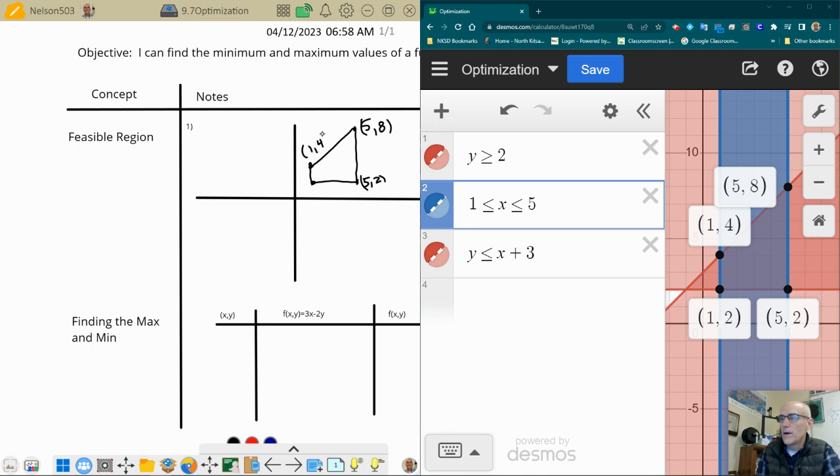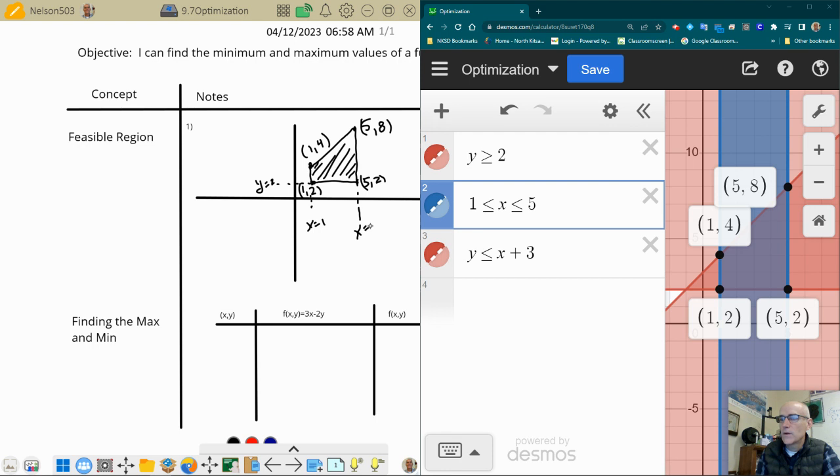And we have 1, 2. So our feasible region was this shaded region right in here, because it was everything above the line. Initially, I had my inequality turned around there, so that was bad. So this was the line y equals 2, that's our horizontal line y equals 2. This is our vertical line x equals 1, and this is our vertical line x equals 5.